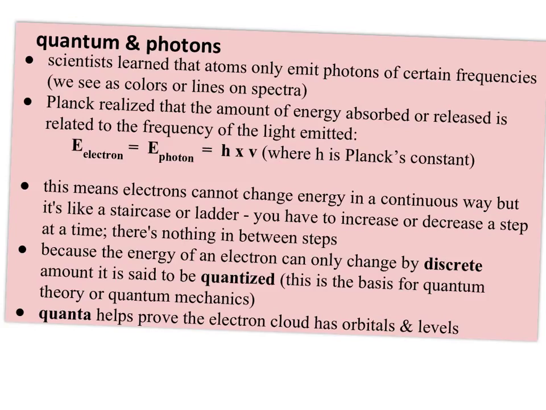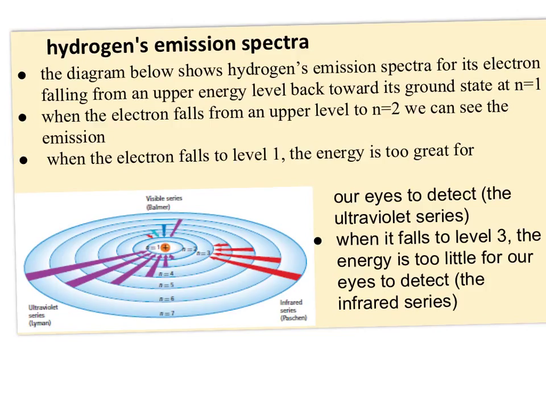And it's this idea of quanta that helps prove the electron cloud has orbitals and energy levels in it. So hydrogen's emission spectra is kind of where it started, because that's where Bohr did most of his work. The diagram below shows hydrogen's emission spectra for its one electron, because that one electron can go to any of the upper energy levels and it will fall back toward its ground state at n=1. And what they have found is that wherever the hydrogen electron gets excited to, it'll fall back to energy level 3, 2, or 1. Those are the three levels it falls back down to.